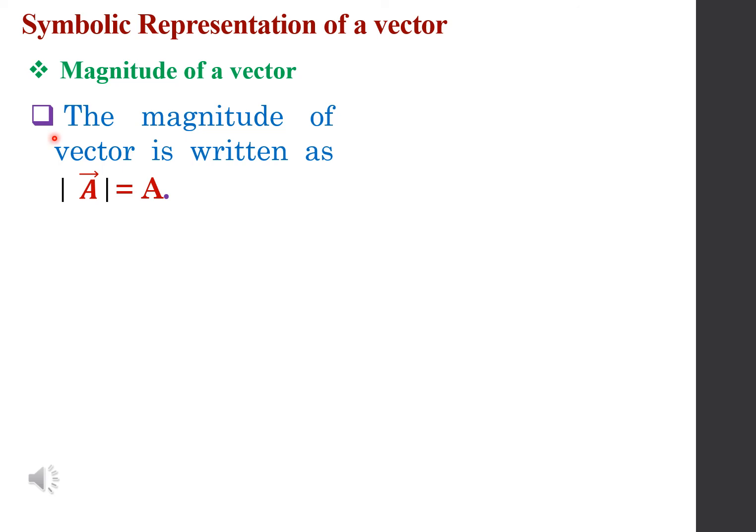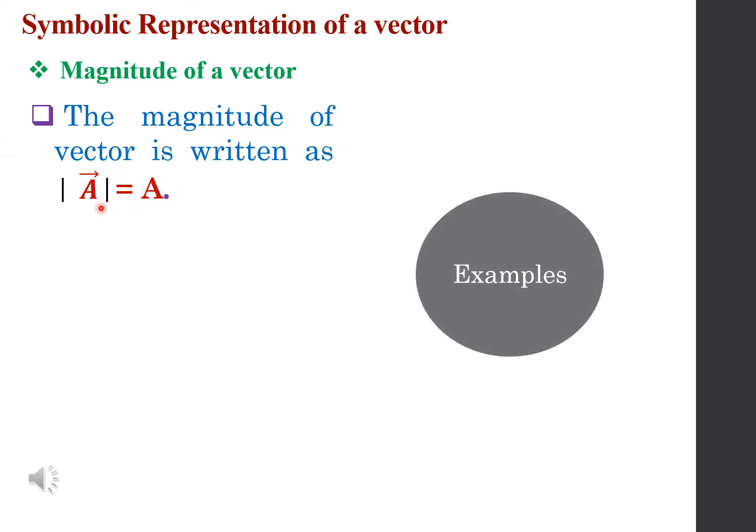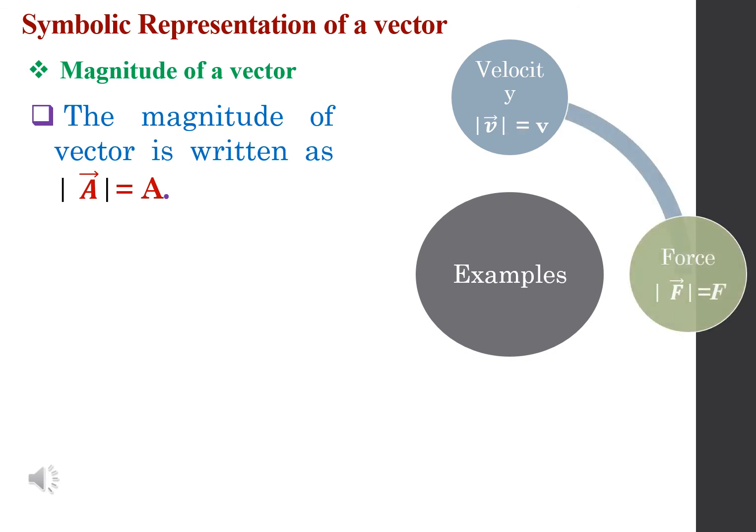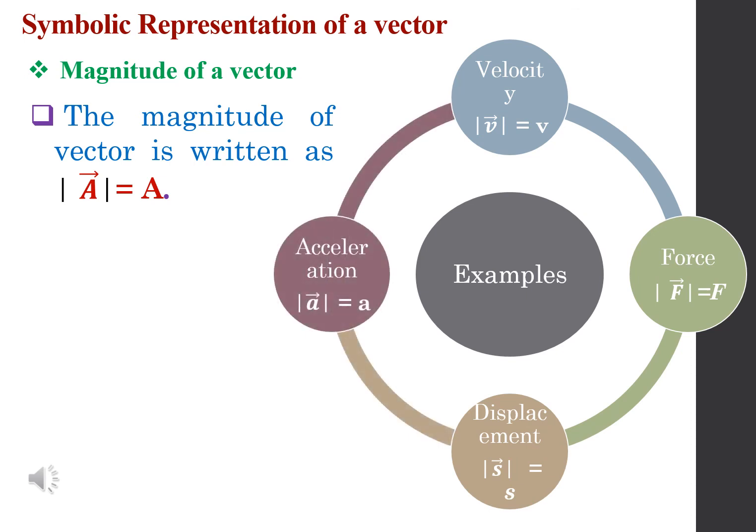The magnitude of a vector is written as the vector with a mod, or we can write the vector in between two parallel lines, and it represents the magnitude of the vector. It can be simply written as A or mod of vector A. Magnitude of velocity can be written as V or mod of V with a small arrow above V. Similarly, we can write the magnitude of different vector quantities, and a few examples are shown here.